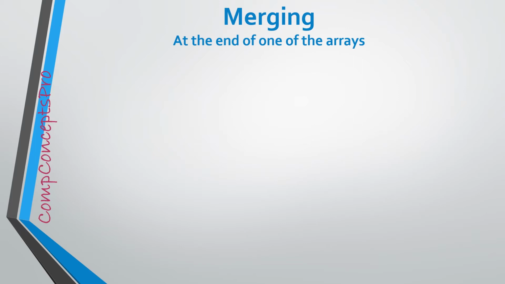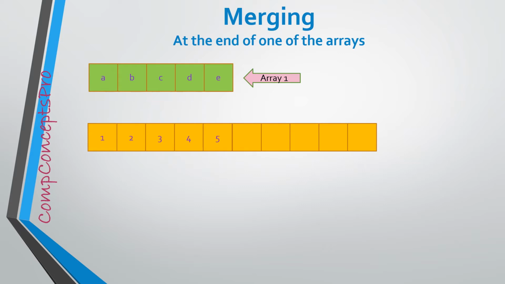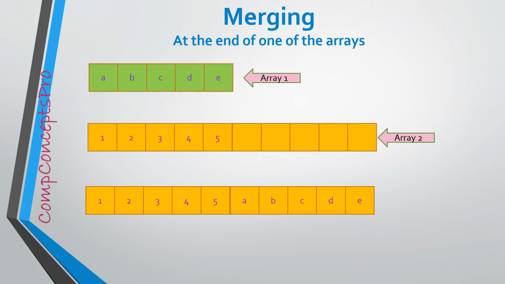Let's see these examples. First, we'll see how we can copy the elements of one array into another array. Suppose this is one of our arrays, array 1, and this is another array, array 2. And after copying the elements of array 1 in array 2, it will finally look like this.